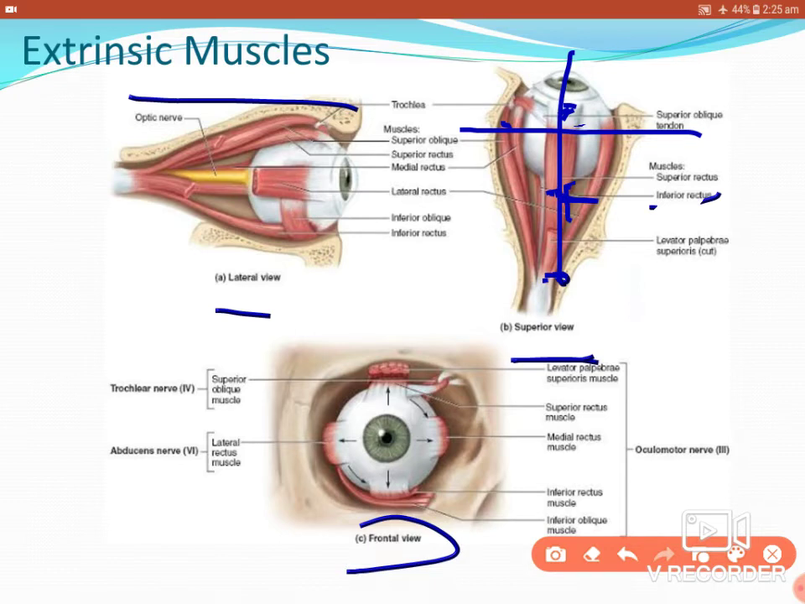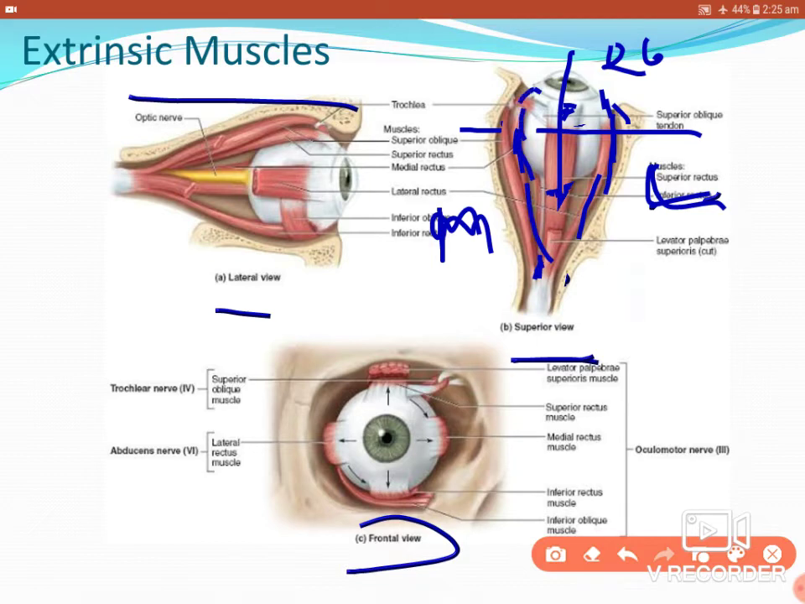Then see, this is the right orbit, this is the lateral view, this is the lateral aspect, this is the medial aspect. Laterally, you can see the lateral rectus muscle from the lateral part of this common tendinous ring, then it goes forwards and laterally, attaching to the anterolateral part of the sclera. Then medially you can see the medial rectus. From the medial part of the common tendinous ring it goes forwards and medially and attaches to the anteromedial part of the sclera.